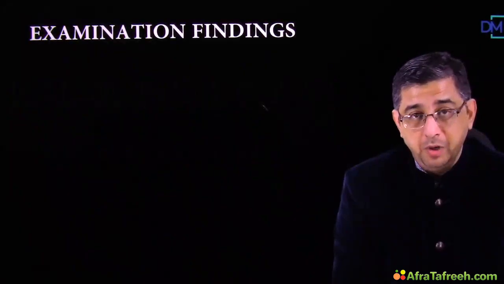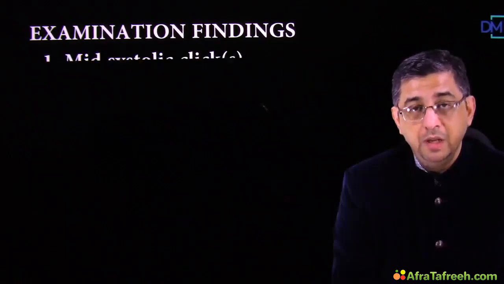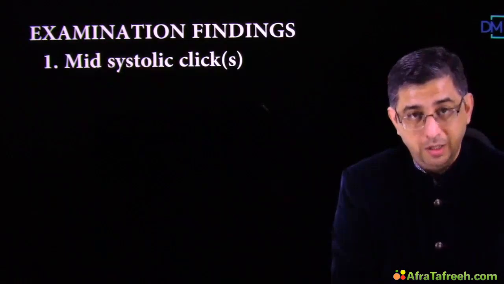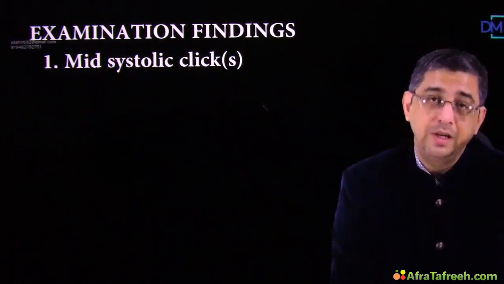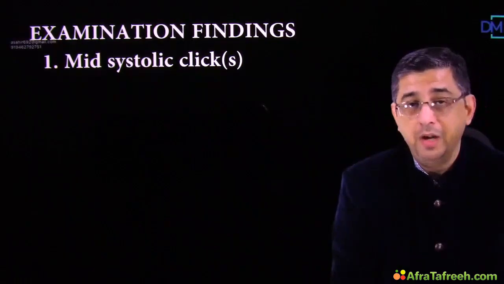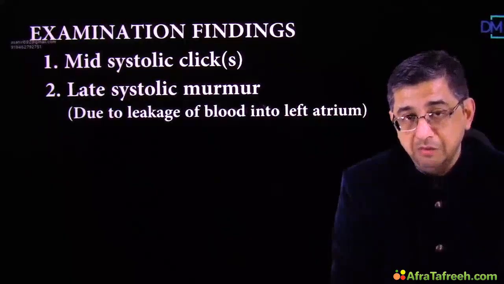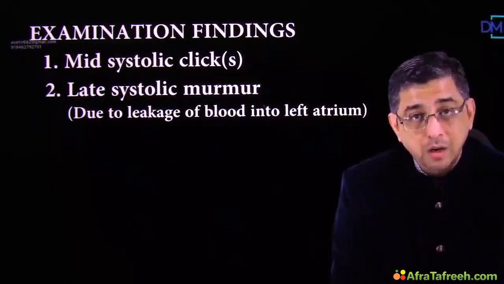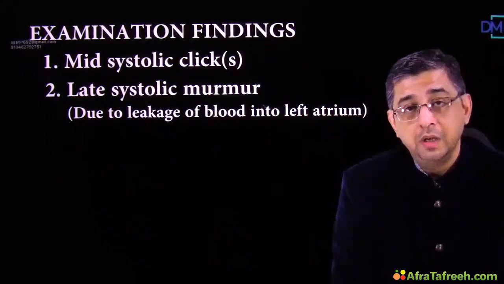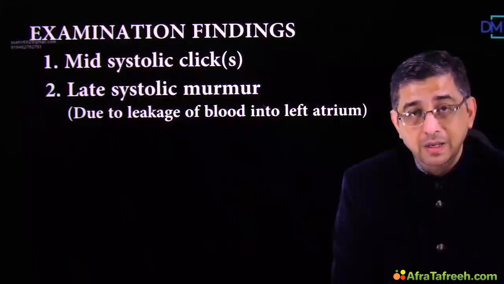Let's now talk about the examination findings in mitral valve prolapse. One, you would be having a mid-systolic click or clicks. Why clicks? Because multiple chordae tendineae are getting stretched like a rubber band one after the other. Second, because of the defective coaptation of the valve leaflets, there could be leakage of blood. That leakage of blood would result in a murmur that is called a late systolic murmur.